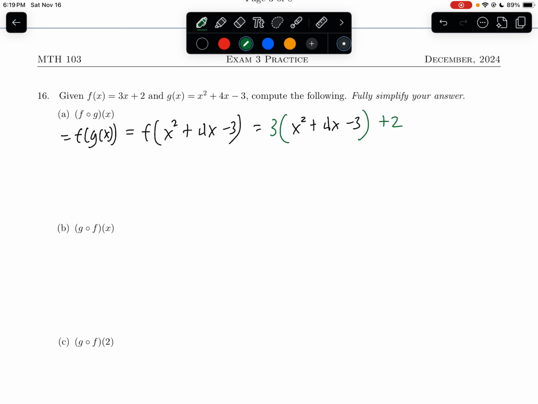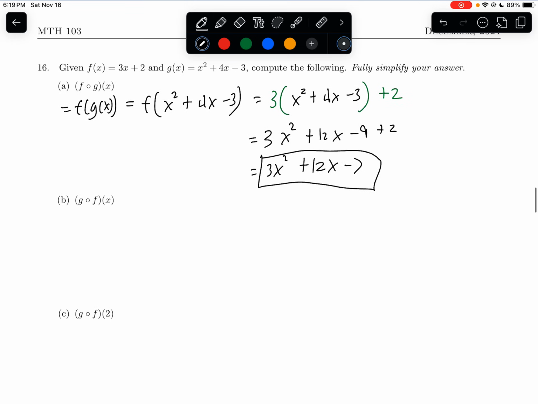And then you need to simplify this out. So then I multiply the 3 through: 3x squared plus 12x, negative 9 plus 2 is minus 7. And so that would be my composition.